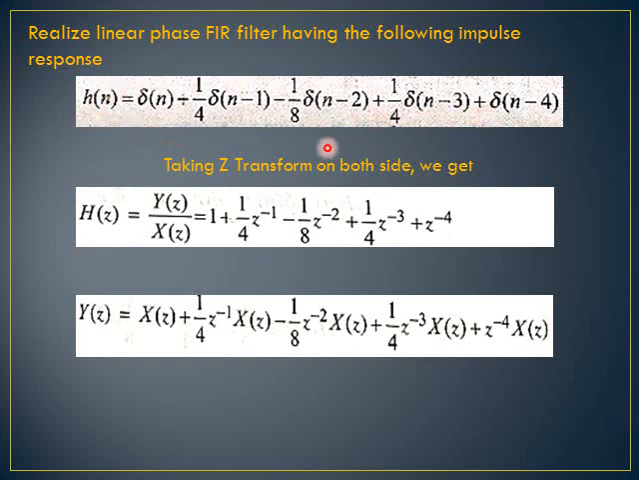Now here, whenever you get the equation in terms of delta, take the z transform on both the sides. So h of n will become h of z. So this can be written as Y by X, and this is 1 plus 1 by 4. So delta of n minus 1 can be written as z to the minus 1, n minus 2 as z to the minus 2, n minus 3 as z to the minus 3, n minus 4 as z to the minus 4. Cross multiply and you get the equation.